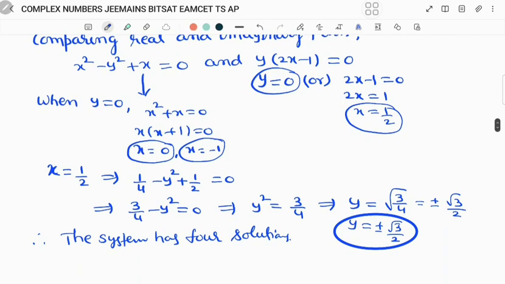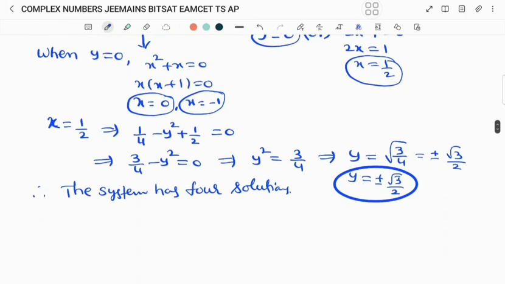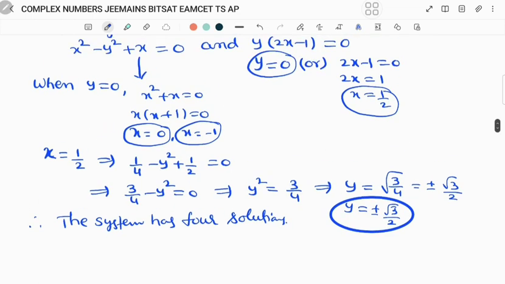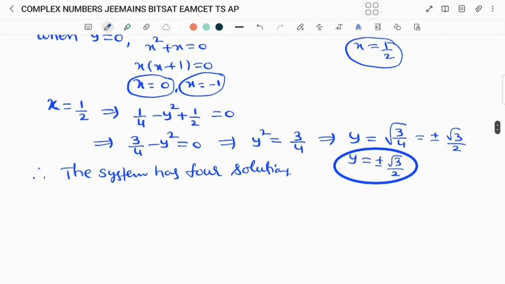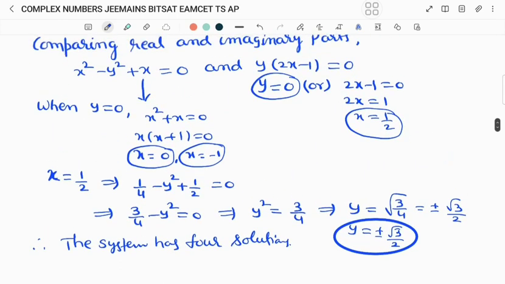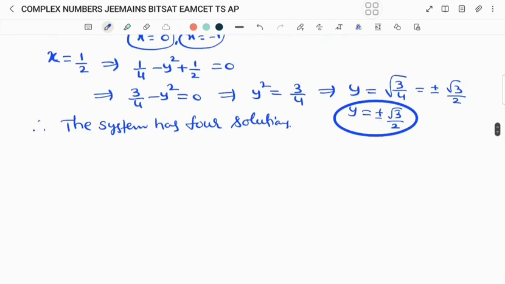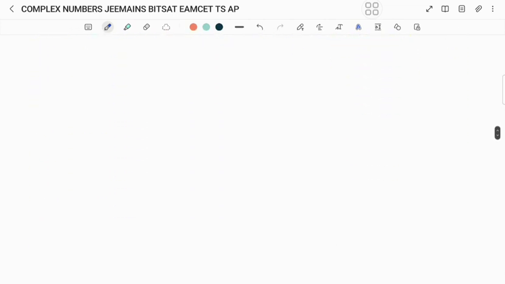So what are the solutions here? 1 by 2, 0, and y values. If you come to here, the pairs you can take, 4 will come: 0, minus 1, 1 by 2 and plus or minus root 3 by 2, like this way. So all these 4 solutions will come. From this only solutions will come, dear students. We'll move on to another question.